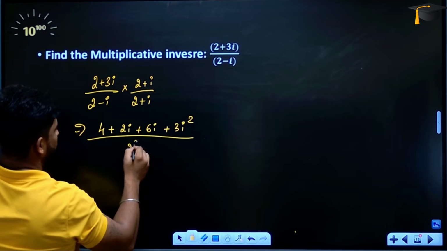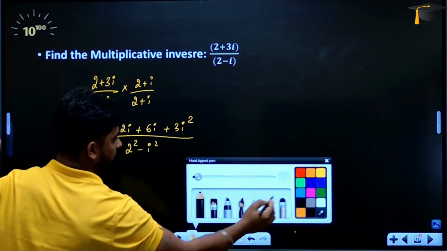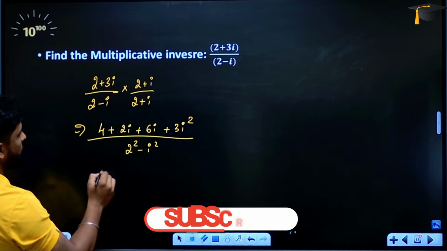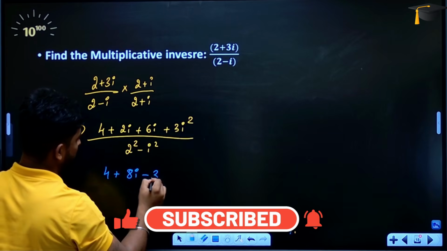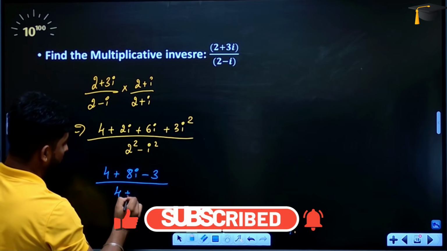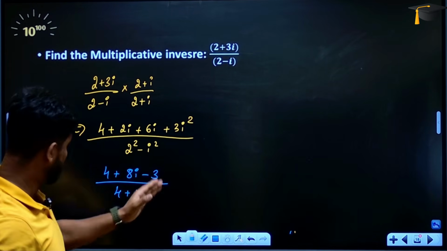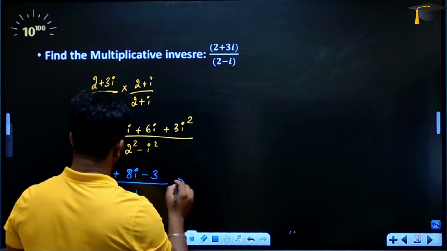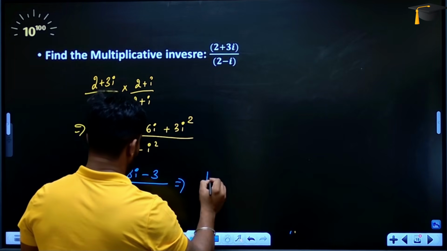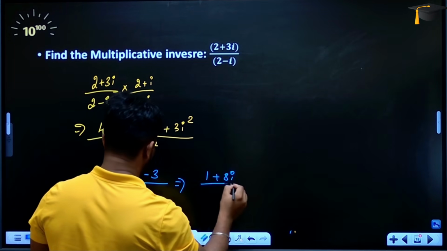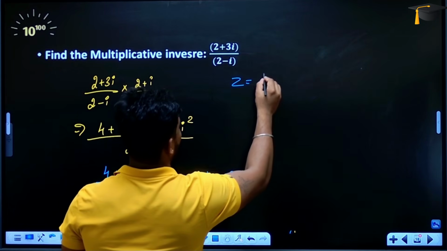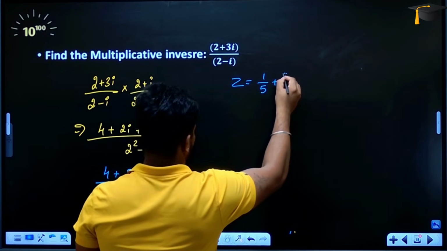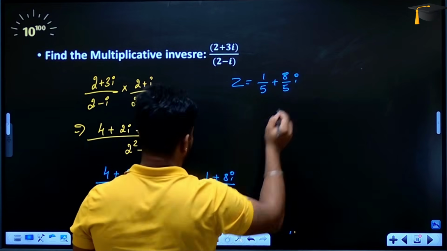2 square minus i square. Next, so 4 plus this is 8i, right? Minus 3, whole divided by 2 square is 4 plus 1, because i square value is minus 1, and minus 1 into minus 1 is plus 1. So 4 minus 3 is 1 plus 8i divided by 4 plus 1 is 5. So z is equal to 1 by 5 plus 8 by 5i. Okay, this is the complex number.